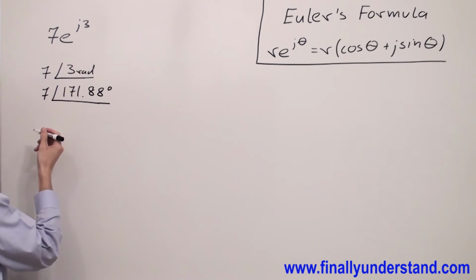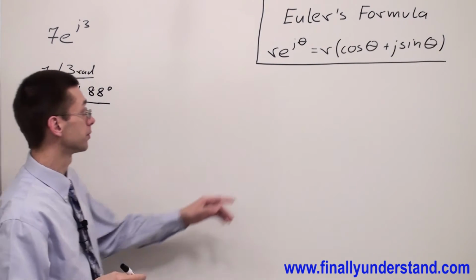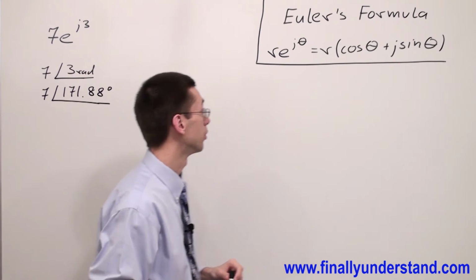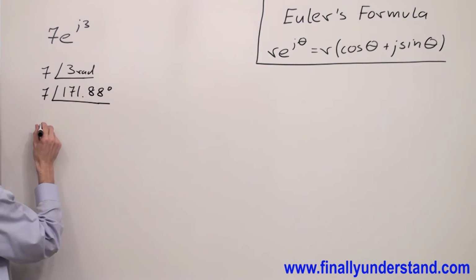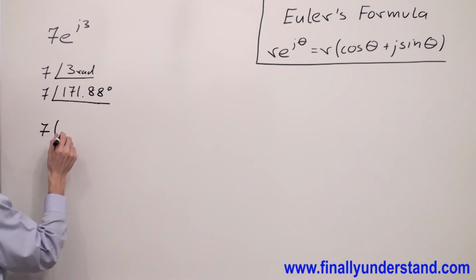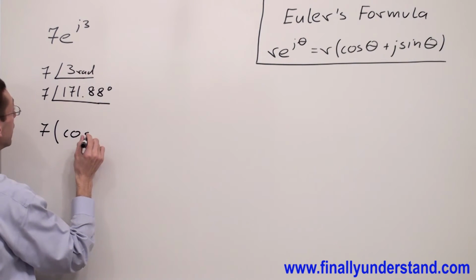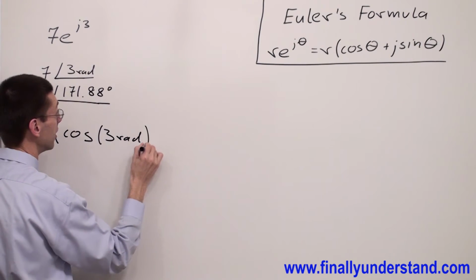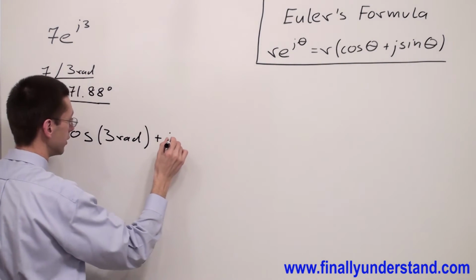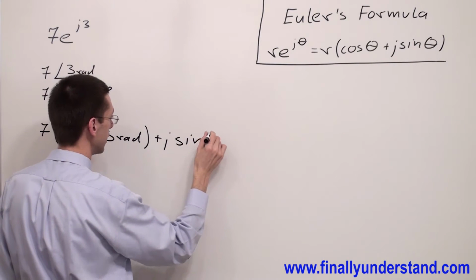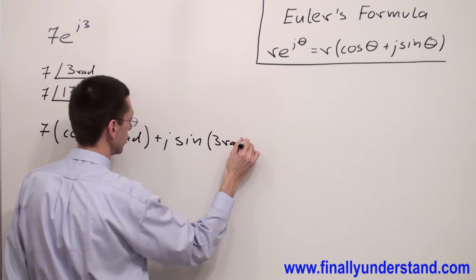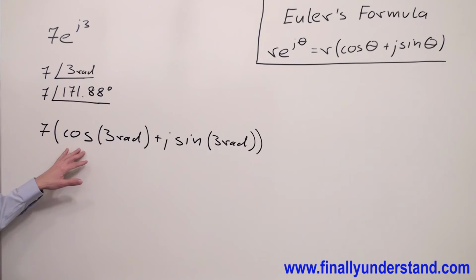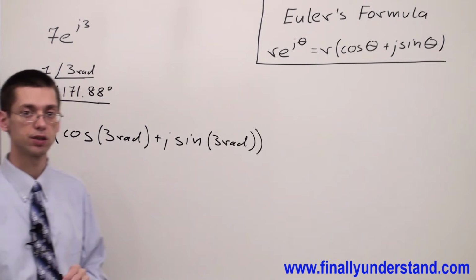Next, we're supposed to find the trigonometric form. This is the general form for trigonometric form. So we simply write the magnitude, 7, and cosine, and I'm going to use radians this time, 3 radians, plus j sine of 3 radians, close parenthesis. This is the trigonometric form with the angle expressed in radians.